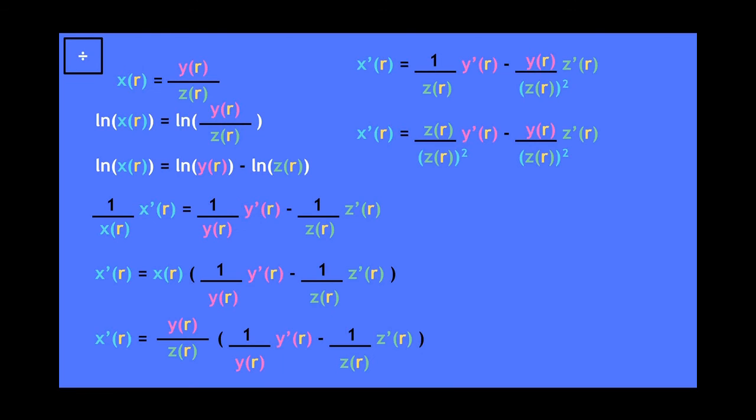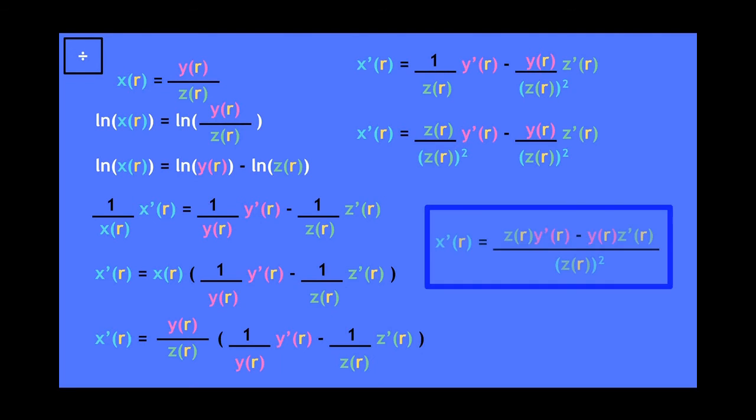As you can see in our left term, we haven't really changed anything. If we wanted to, we could simplify it and end up with the same thing we had last time, but that wouldn't really be doing anything. We'd just be going in a circle. But once we have this, we can subtract the two fractions and end up with our quotient rule, which is x prime of r is equal to z of r times y prime of r minus y of r times z prime of r, all divided by z of r squared.